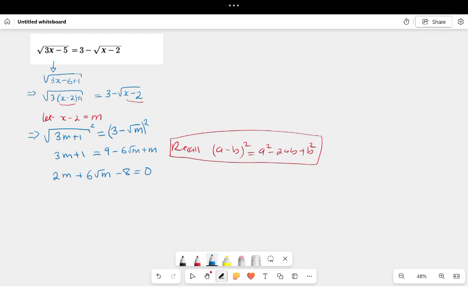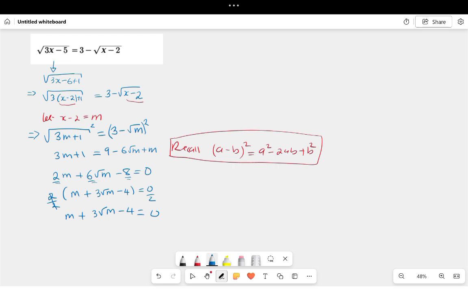Now, what we realize here is that the coefficients have a common factor. So we can factorize 2 into brackets: m plus 3 the square root of m minus 4 is equal to 0. So divide by 2 over here. So our simplified equation is going to be m plus 3 the square root of m minus 4 is equal to 0.